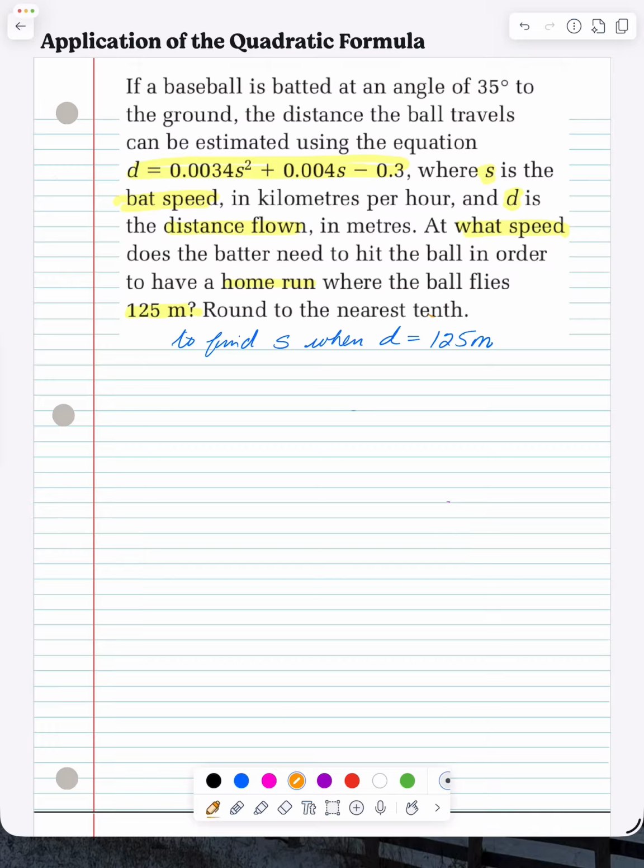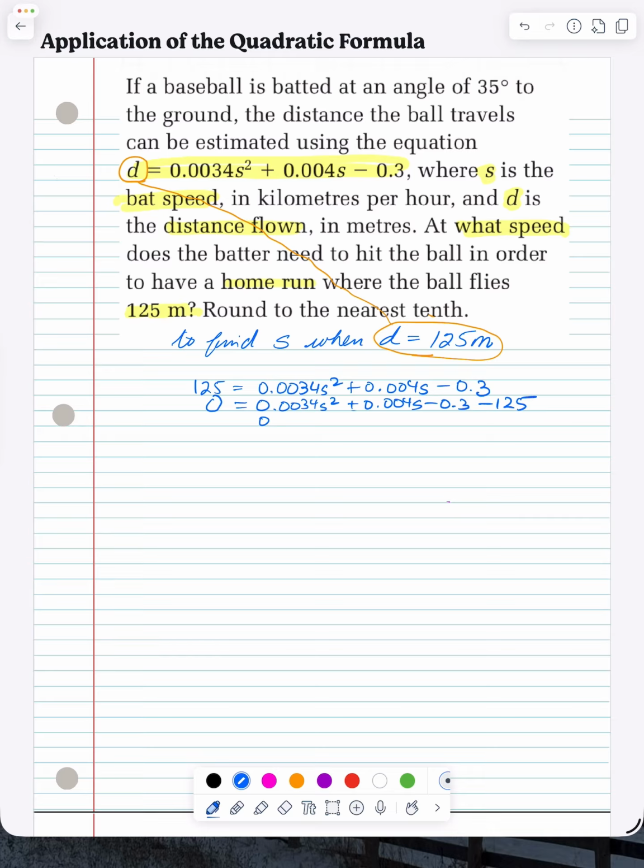And what I'm going to do is take this 125 and substitute it into the equation here on the left-hand side. 125 is equal to 0.0034 s squared plus 0.004 s minus 0.3. I'm going to leave nothing on this side. I'm going to subtract both sides by 125. And when I do that, this is what it's going to look like.